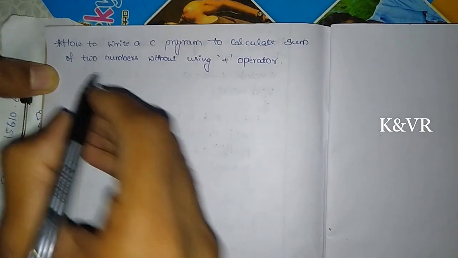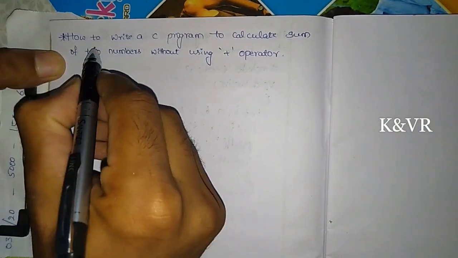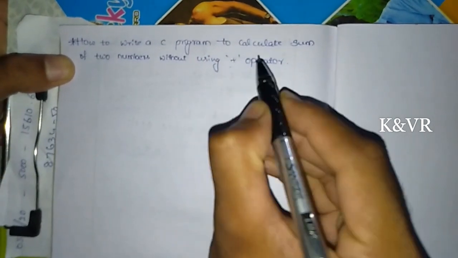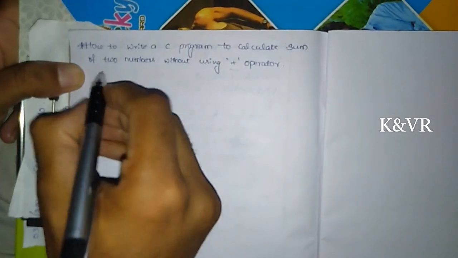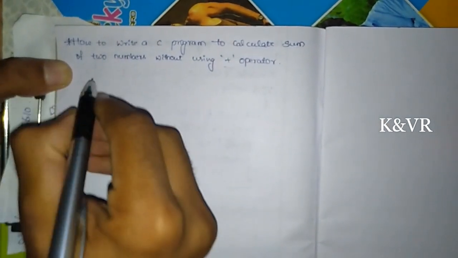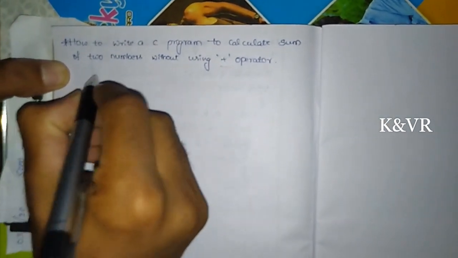In this video, I am going to tell you how to write a C program to calculate the sum of two numbers without using a plus operator. Generally, while writing a C program to calculate the sum of two numbers, we'll use this logic.